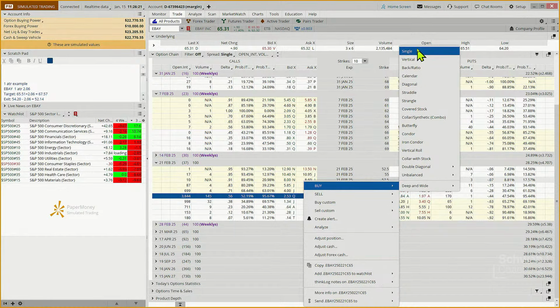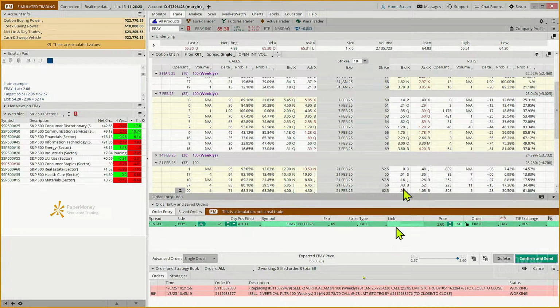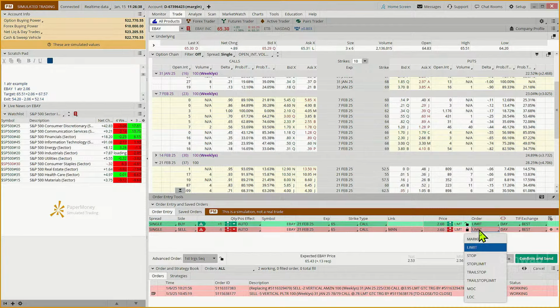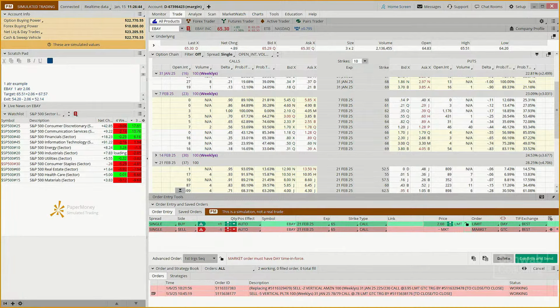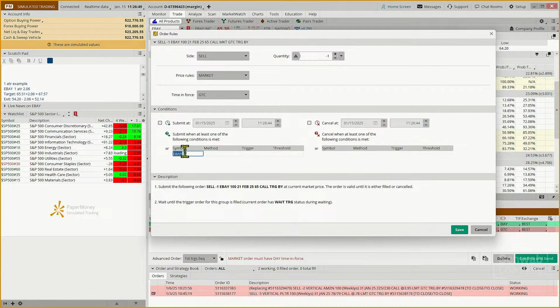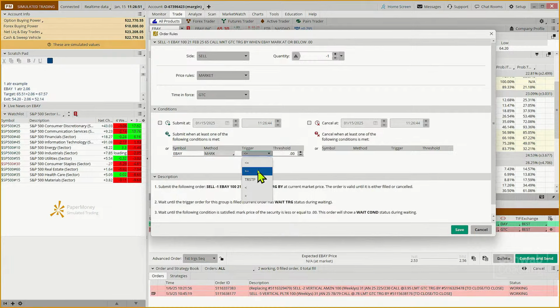And we're just going to buy a single. Now we could type in buy an OCO order. This is just a different way of putting in an OCO order. So we're going to come down to advanced order, single order, first trigger sequence, right click, create an opposite order. And we're going to make this a market order because we don't know exactly what this option will be worth when we exit, but we're bringing up a conditional order and we're putting in both our target and our exit.